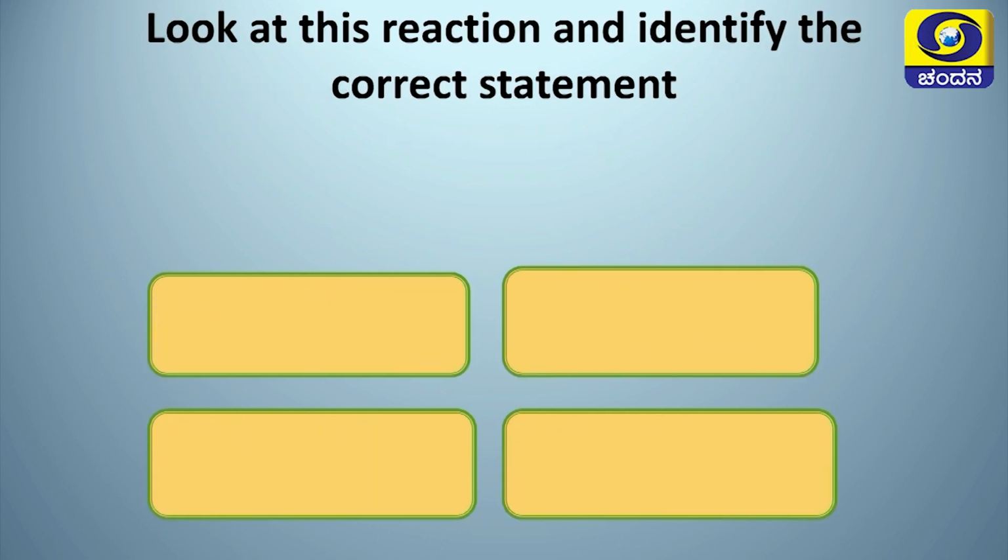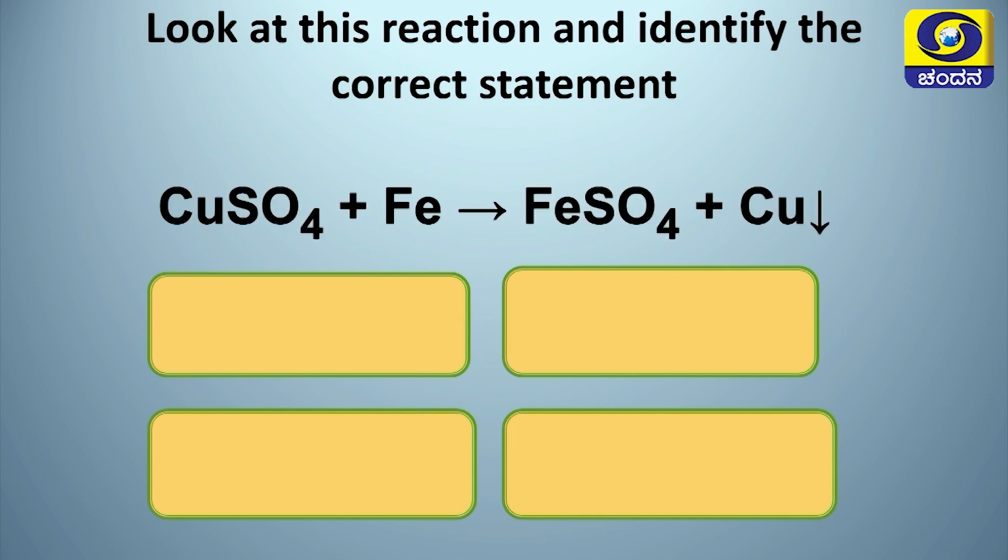And this is your another question. Look at this reaction and identify the correct statement. So here comes your reaction. Copper sulphate is reacting with iron, which is giving rise to ferrous sulphate, and copper is released. Now what is the statement?